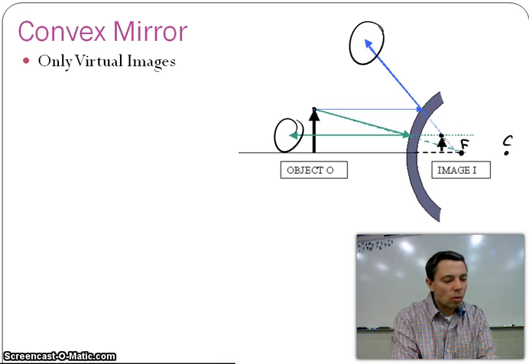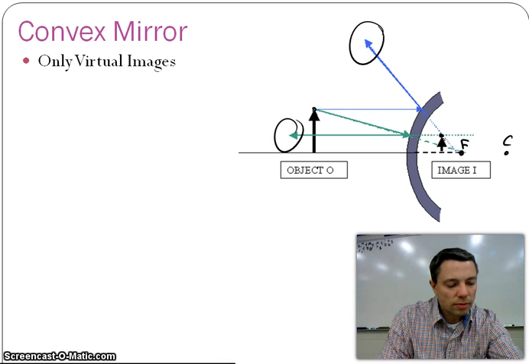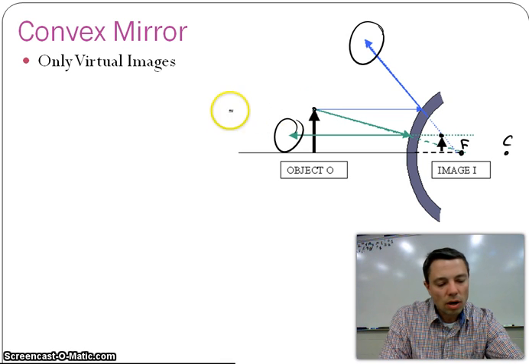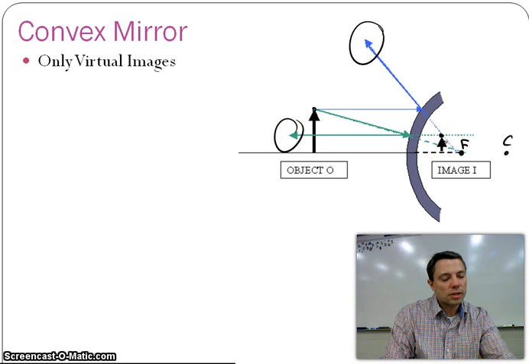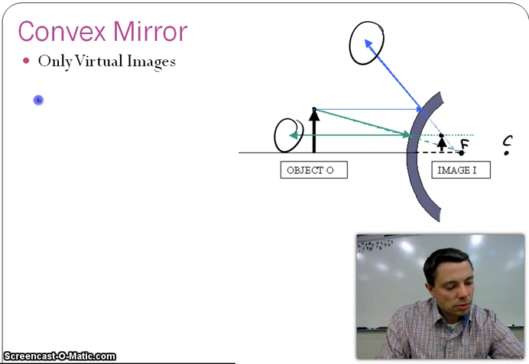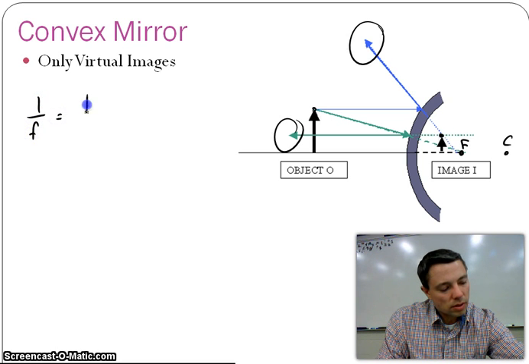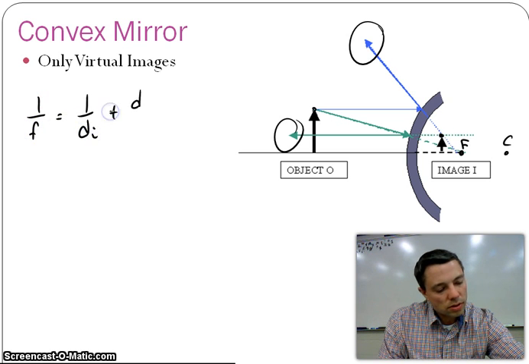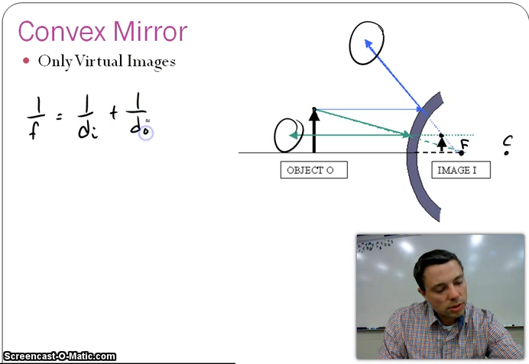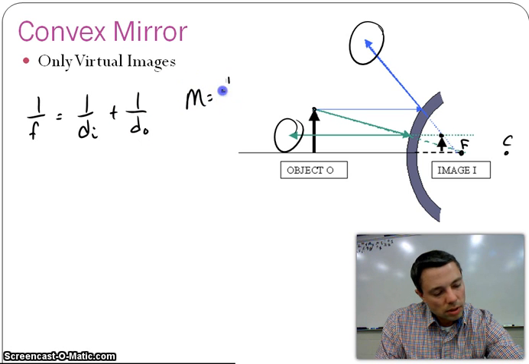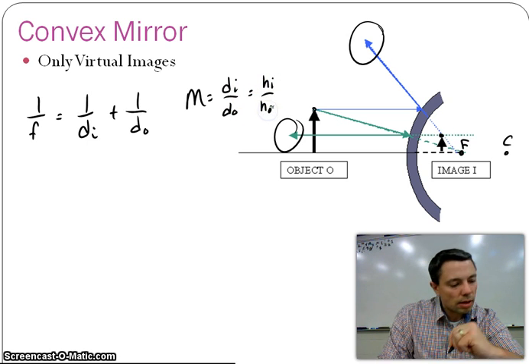This will only ever produce virtual images, so it won't make any difference where I slide this arrow. This arrow will always be at a point where it'll give me a smaller image. So my magnification is always going to be smaller. The same two formulas apply. Again, it's 1 over the distance of the image plus 1 over the distance of the object, and my magnification equation is just the relationship between the image distance and the object distance, or the height of the image and the height of the object, okay?